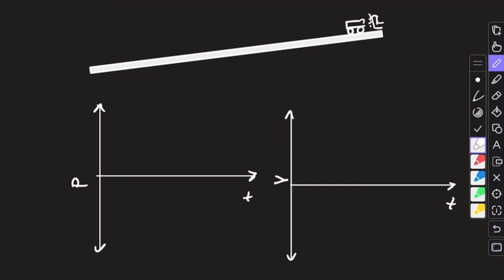How fast is it moving at time 0? How does the slope of the velocity graph look at time 0? How does the slope of the position graph look at time 0? Does your graph on the left agree with your graph on the right? Because they're related.